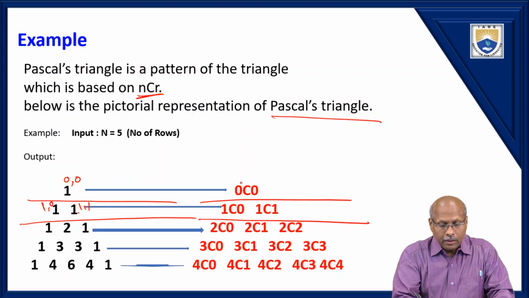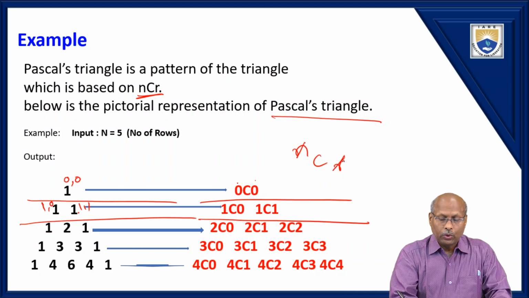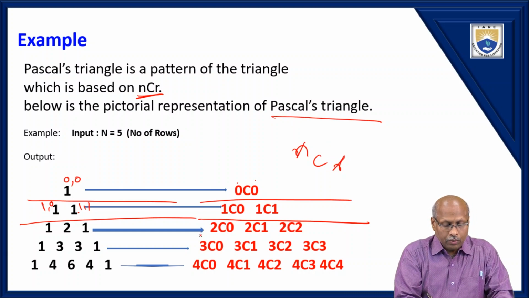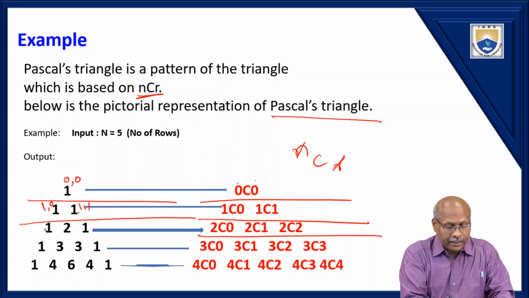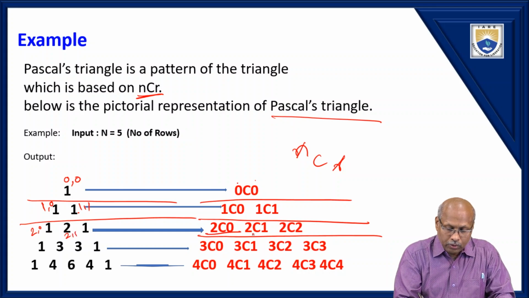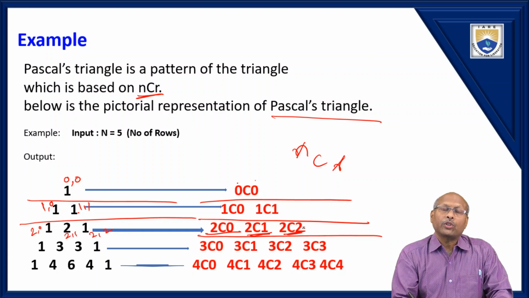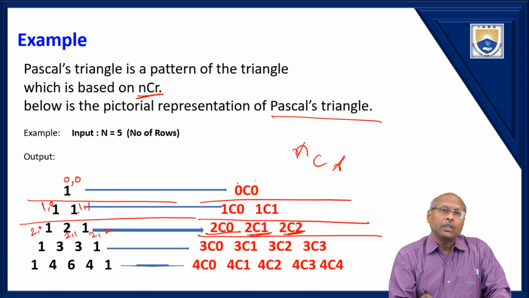So that means the row number and column number. NCR. Take row number as n and column number as r. Now this one, how are you calculating? This is second row, 0th column, so 2C0. This is second row, 1st column, so 2C1. This is second row, 2nd column, this 2C2. So that means using NCR you can also evaluate the Pascal triangle's values.